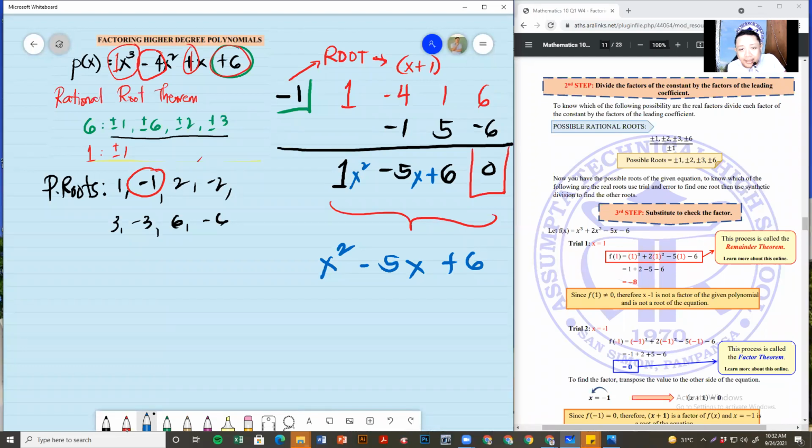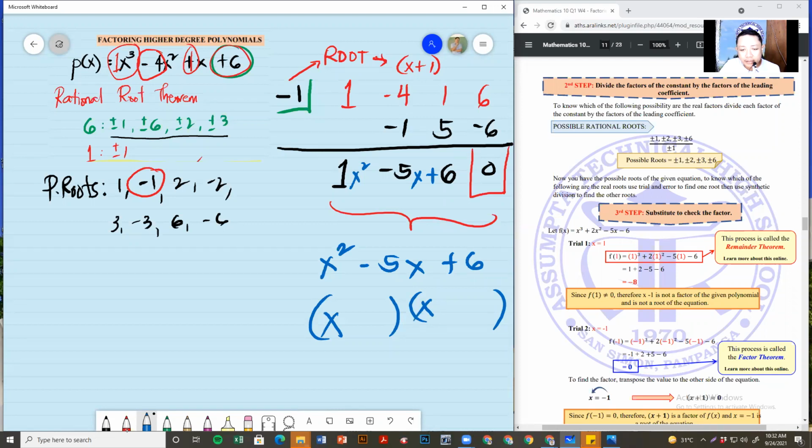Can you follow? Now, instead of doing the substituting again and again, which takes us so much time to solve, better do the synthetic division, because after going back to a general trinomial, we can just do this process of factoring. So let's do it. We did this earlier. Factors of x squared are x and x.